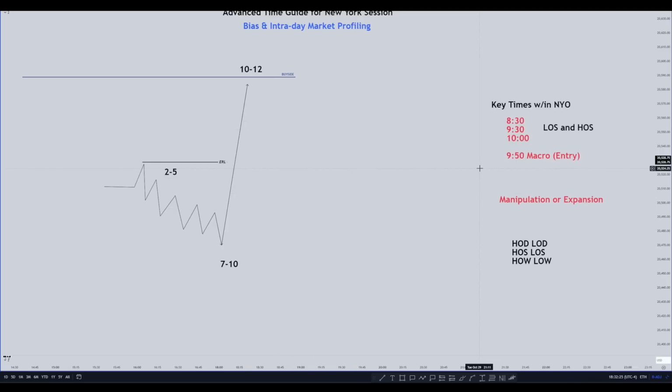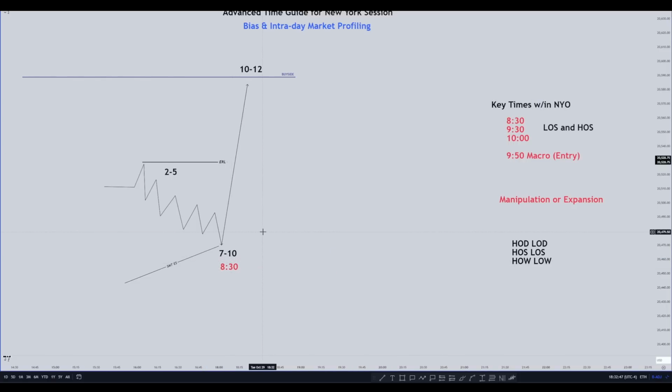Now say we have 8:30 news. If we have a bullish bias, London did nothing, 8:30 news comes in and smacks down, and we have a clear wick, and we have SMT, say with previous day with ES, right at 8:30. So right at 8:30, we formed the low of the day.